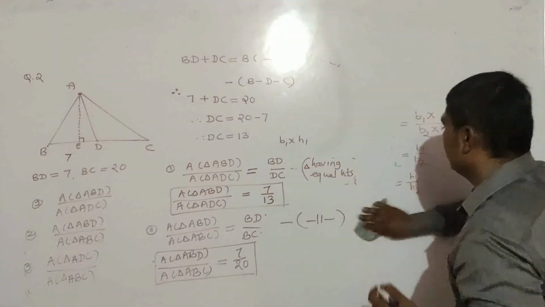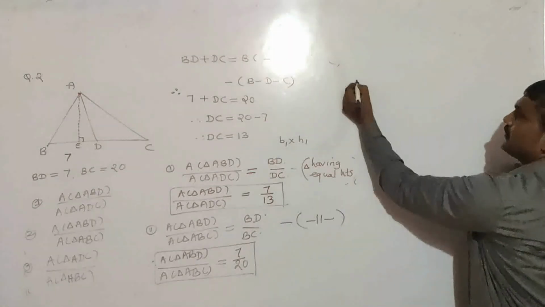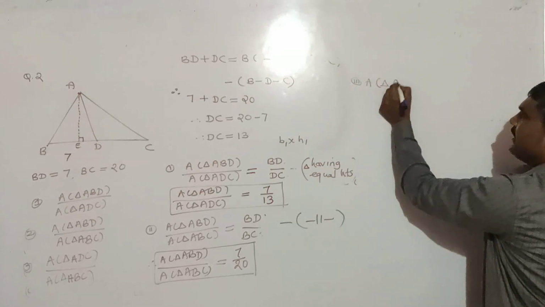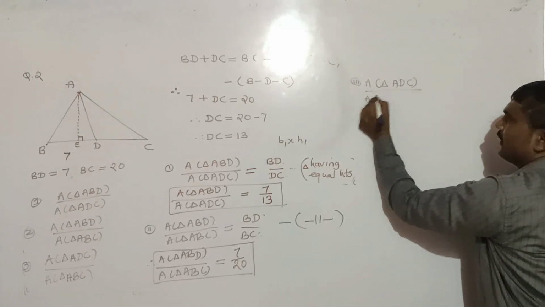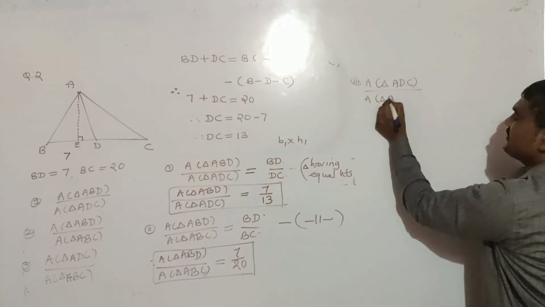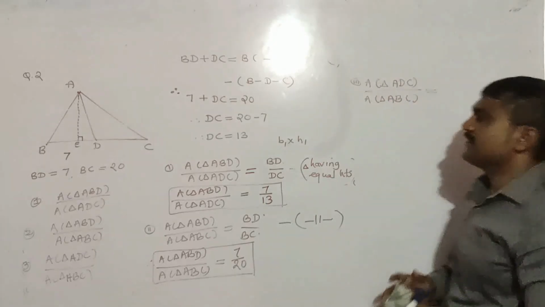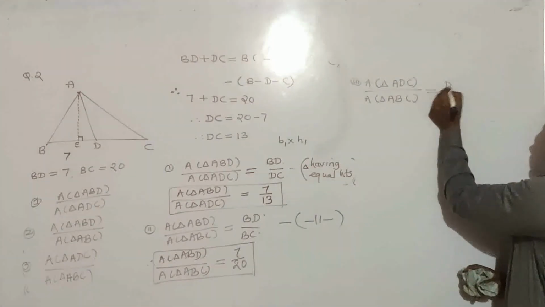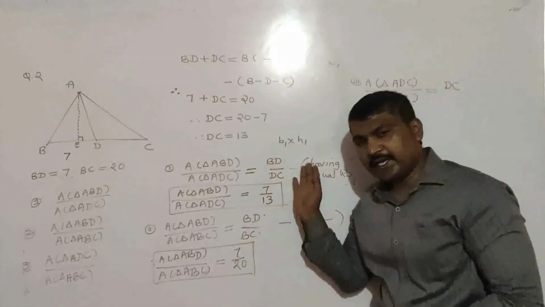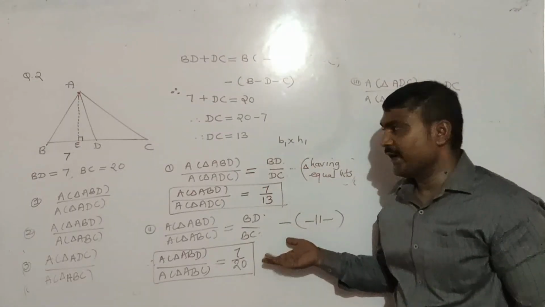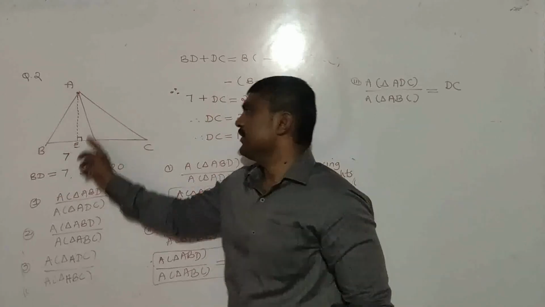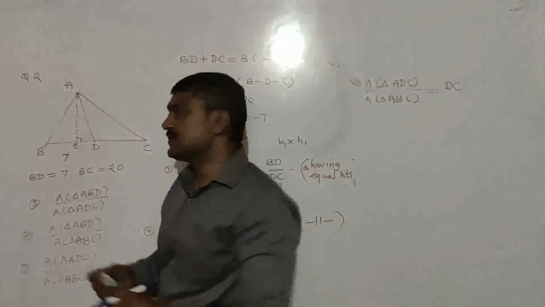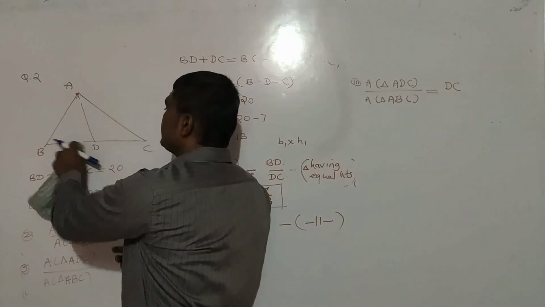Now just third point is remaining. Third point is area of triangle ADC upon area of triangle ABC. Again check, tell me. ADC. Base is DC. And where is the height? Again we can write the same reason. Triangles having equal height. Three triangles are given: ABD, ADC, ABC. All the three triangles having same height.